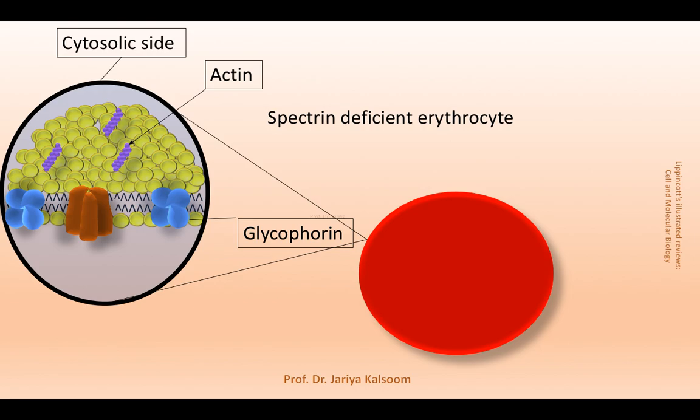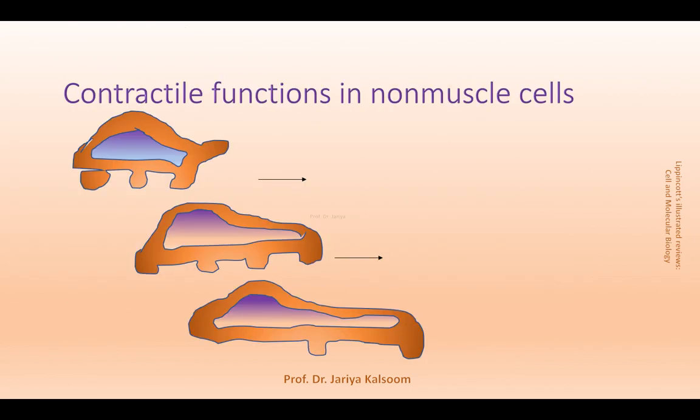Here it is shown that if spectrin is deficient, the RBCs cannot achieve the biconcave shape. They become spherical and can break up during passage through the small capillaries. While actin polymerization helps to propel a cell forward, contraction is needed to pull the plasma membrane of the lagging end, and in this way the cells can move.